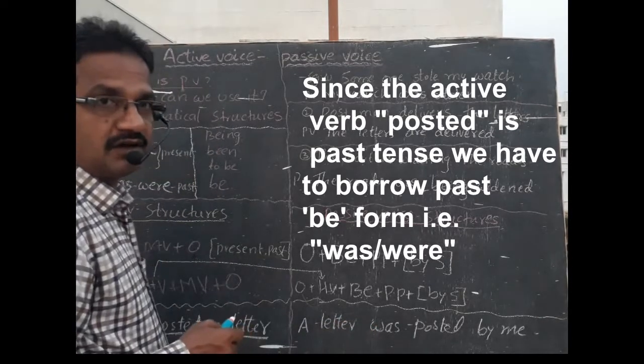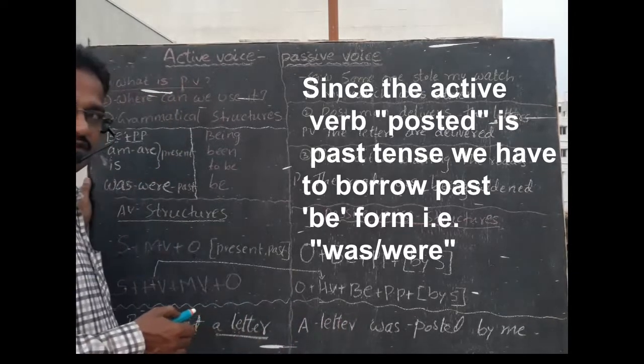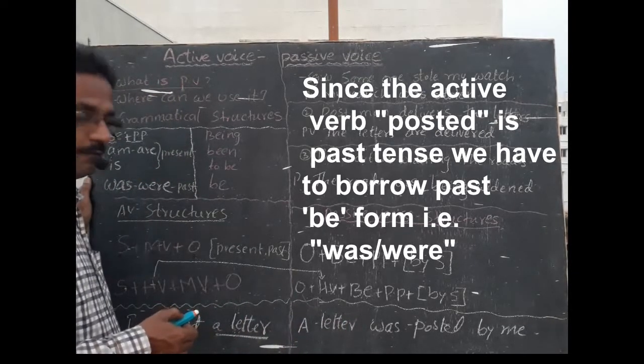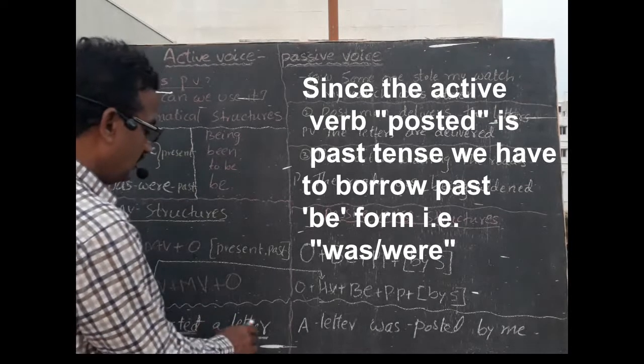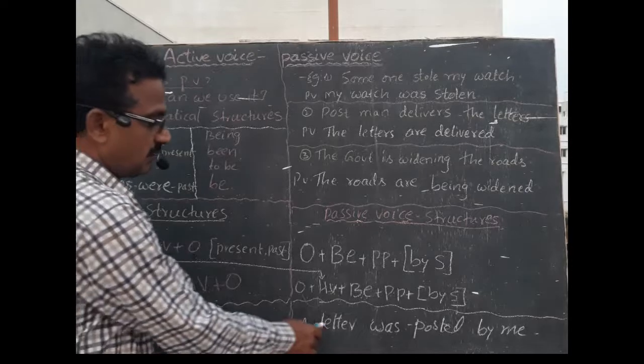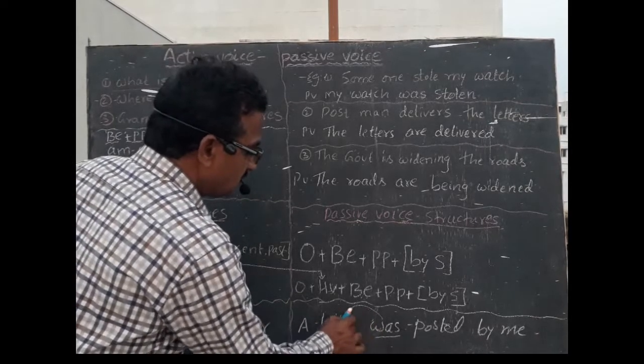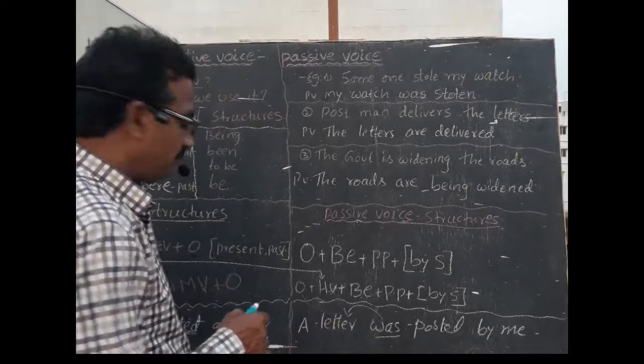If the object of the active verb is letters, you would better take were, because that is subject-verb agreement. If the subject is singular, the verb should be singular. If the subject is plural, the verb should be plural. Accordingly, the object of the active sentence will become the subject of the passive. So this verb must agree with the subject of the passive.